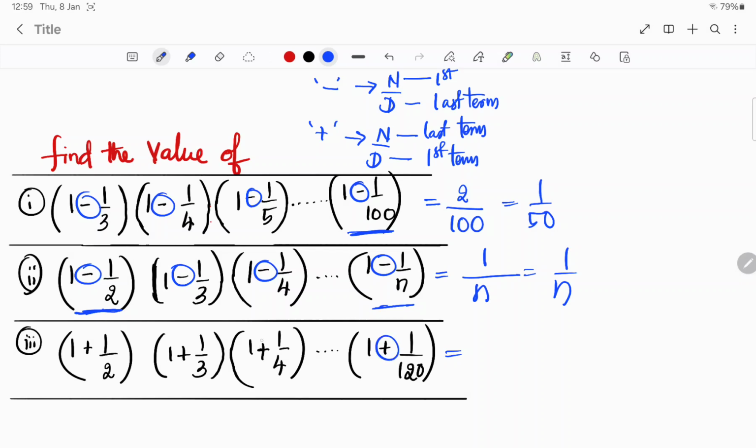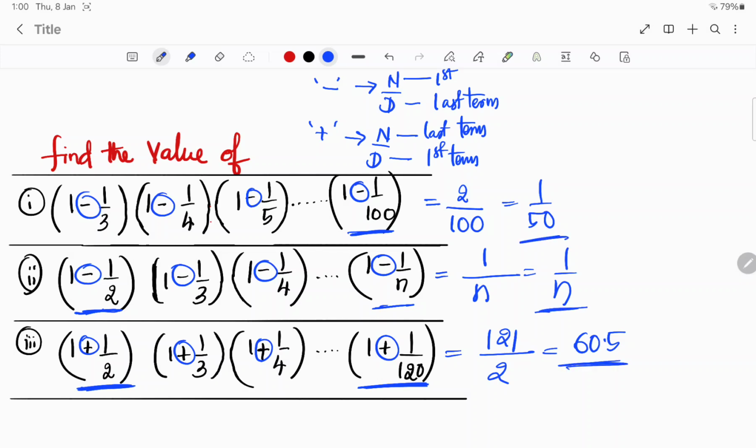So here you are observing a plus sign. If it is a plus sign, numerator by denominator, so numerator value will be from the last term. Okay, last term numerator value will be 121. 120 is LCM, 120 plus 1, 121. From the first term denominator value, take 2 is the LCM, directly substitute 2, 60.5. This is the final answer using the logic. If you are not understanding the logic, just go for the simplification, first term, second term, observe the pattern, find the solution. Okay, thank you.